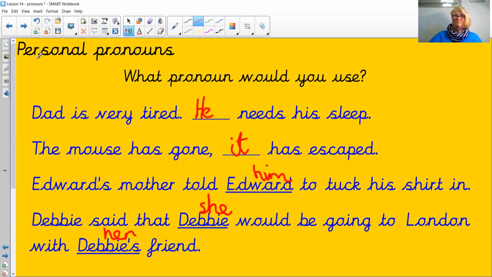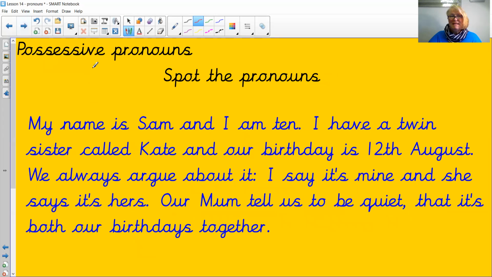There we are. So those are the personal, but we have got a little possessive one thrown in at the bottom. So the possessive pronouns, spot the pronouns.